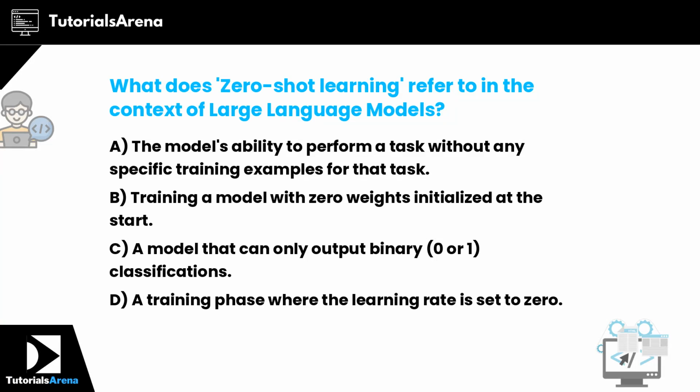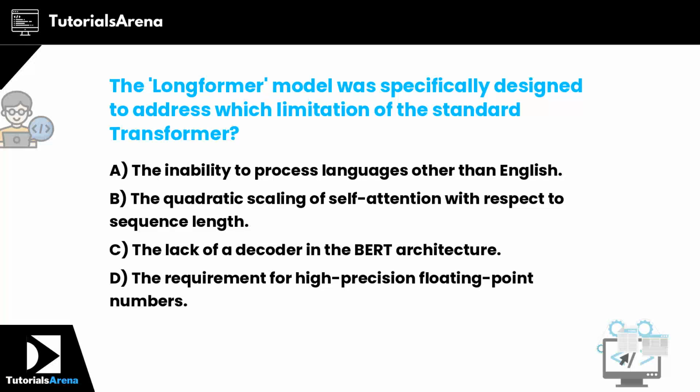What does zero-shot learning refer to in the context of large language models? The correct answer is option A, the model's ability to perform a task without any specific training examples for that task. The Longformer model was specifically designed to address which limitation of the standard transformer?